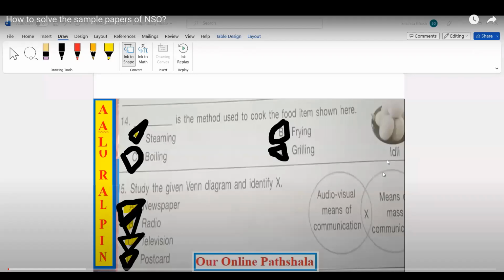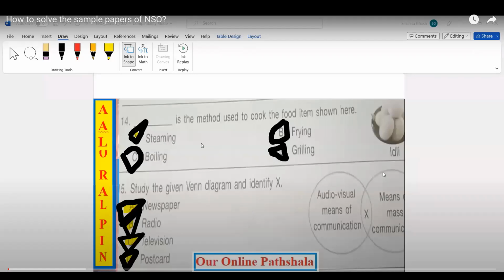Boiling. No, it's not boiling, but something near to boiling. You can't boil idli, beta. Frying. No, it's not the fried idli. Better look at the picture. It's a white color idli. You don't make the water boil and keep the idli in it. Where do you keep the idli? Steaming. Yes, it's steaming. Excellent. Because you keep the idli in an idli container and you heat it up. So it will be steaming, not boiling.